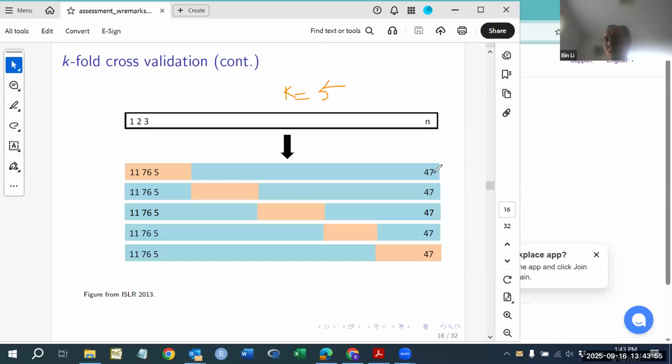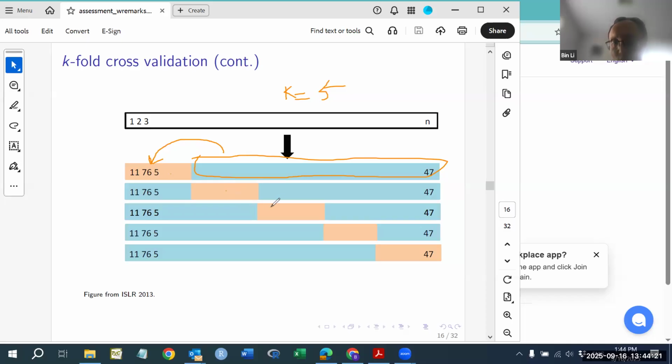Just try to make each folder contain about the same size. Then we use the blue ones as the training set to fit the models, and then evaluate the validation performance on the orange set that we left out. And do that once and only once.